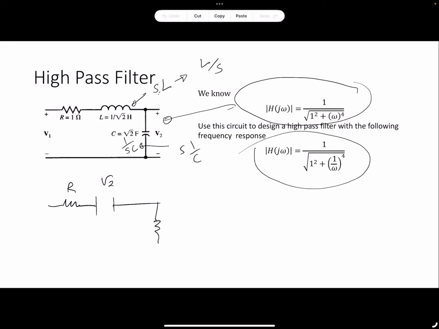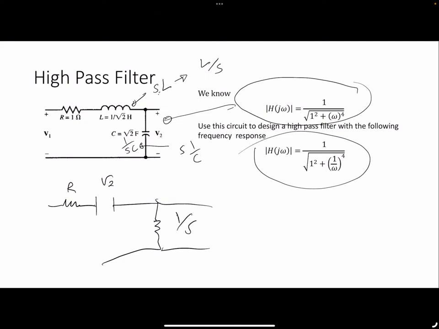And I have to replace this one with an inductor, and my inductance has to be 1 over C, which is going to be 1 over the square root of 2. And this is Henrys, and this is Farads, this is Ohms. And that's it. So now I have a high pass filter with this response.